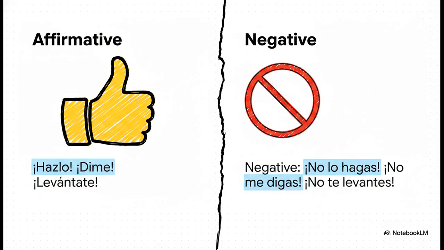Check this out. On the left, you've got your normal affirmative commands. Hazlo, dime. Easy enough. But then, look at the negative versions on the right. No lo hagas, no me digas. Whoa, it's not just slapping a no in front of the verb, is it? The verb itself totally changes form. So what's going on here?